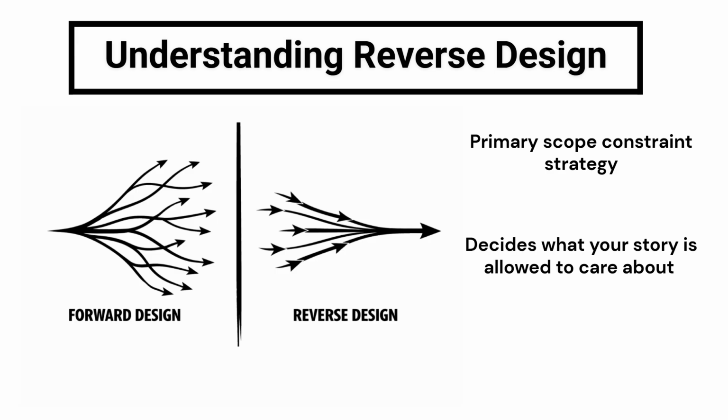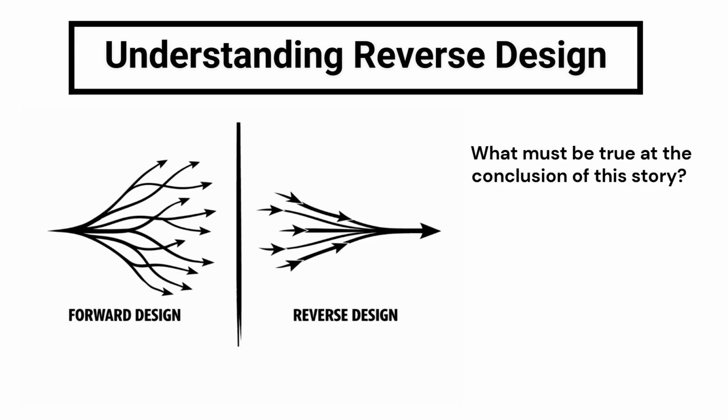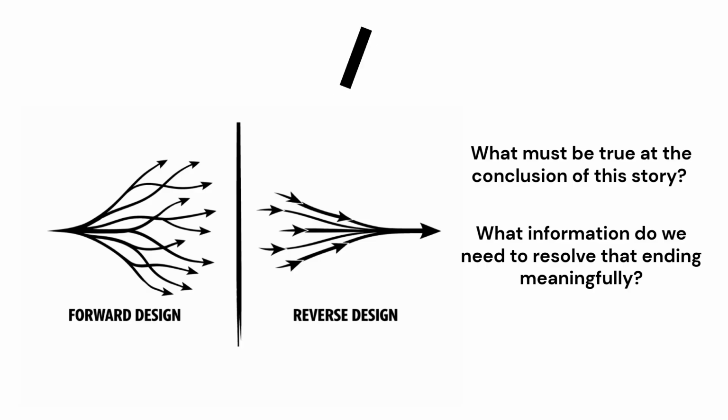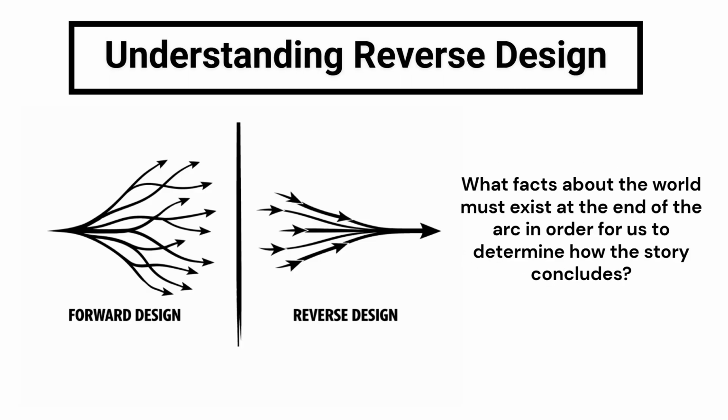Before we create a scene or an NPC or design an encounter, we first ask two very specific questions. What must be true at the conclusion of this story? And what information would we actually need in order to resolve that ending meaningfully? These are not questions about plot beats, they are questions about resolution requirements. In other words, what facts about the world must exist at the end of the arc in order for us to determine how the story concludes? These facts become our end state variables. Reverse design begins by identifying those variables and committing to them in advance.